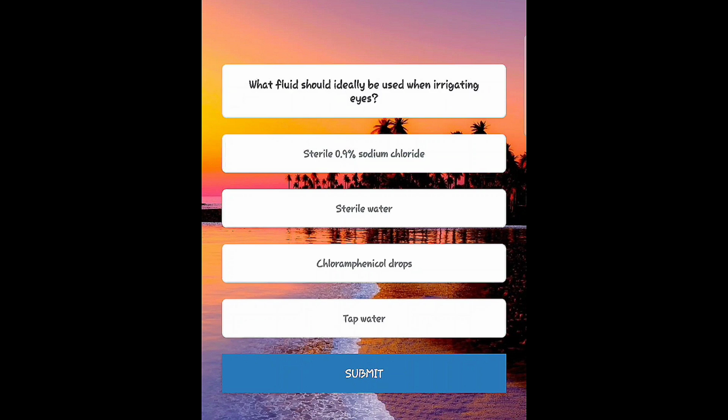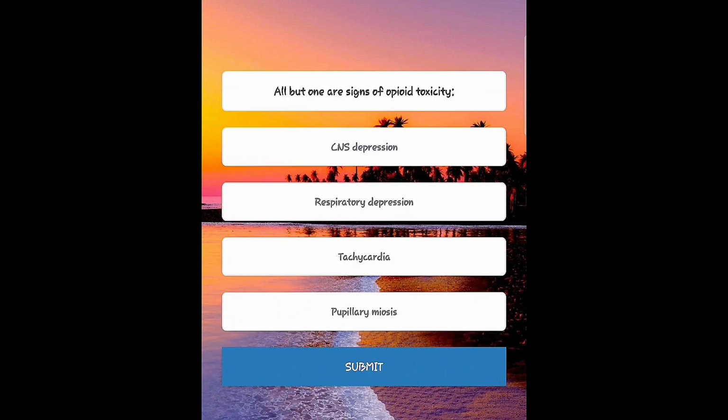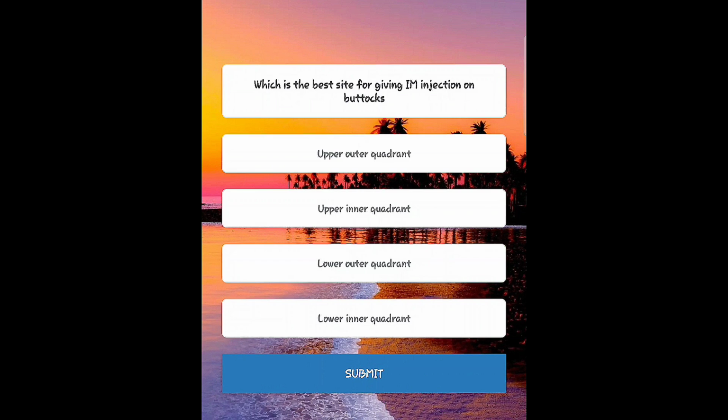What fluid should ideally be used when irrigating eyes? Sterile normal saline, or sterile water? Sterile water. All but one are signs of opioid toxicity. I think that should be tachycardia. Yes. Who is responsible for disposing sharps? The person who uses it. Which is the best site for giving IM injection on buttocks, upper outer quadrant?